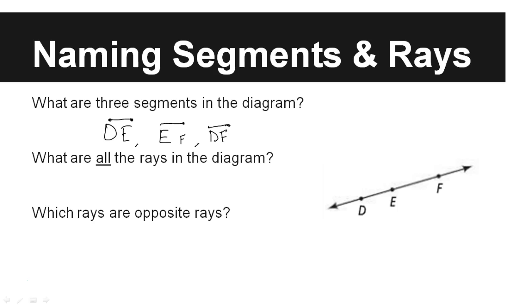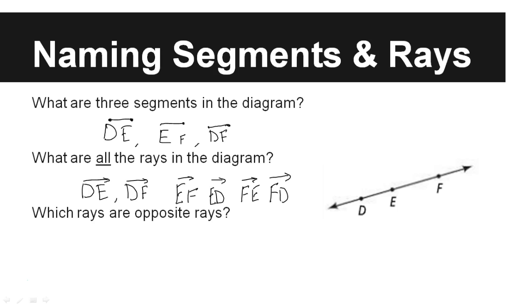To name all the rays in the diagram, we're going to start with one endpoint. We'll start with point D, and I'm going to name all the rays that come from there. So I've got DE with a ray marker. We've got DF. Then I'm going to move up to E and name ray EF. But I can go in the opposite direction and name ray ED. And I can also name from F. So I've got FE and I've got FD. There are six possible rays in that diagram.